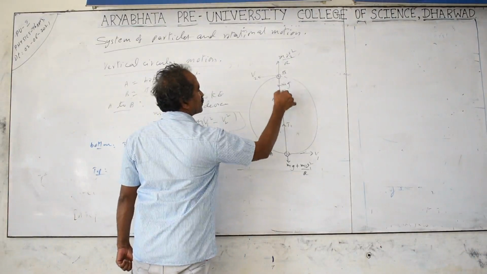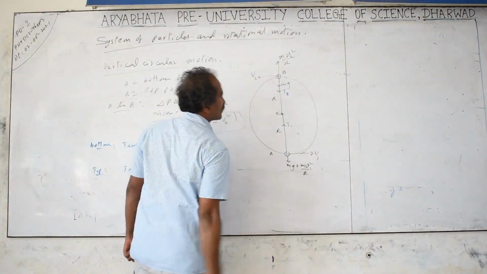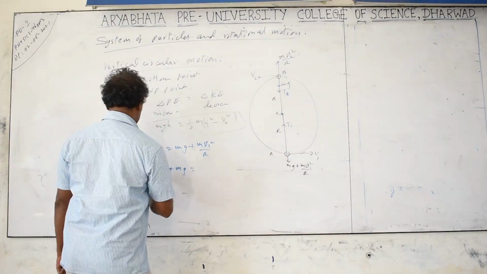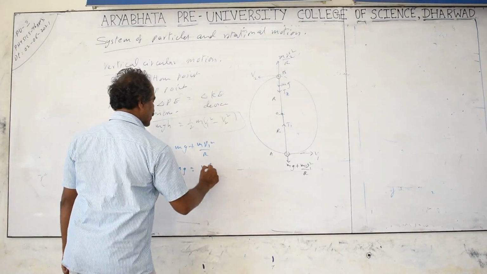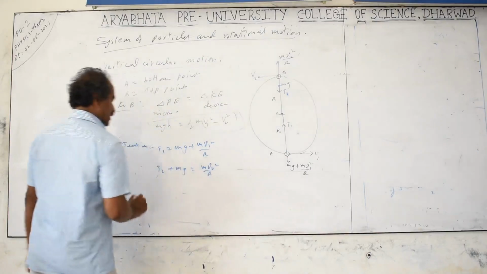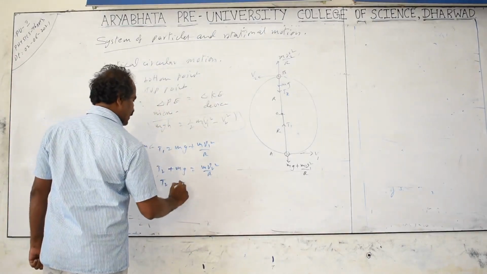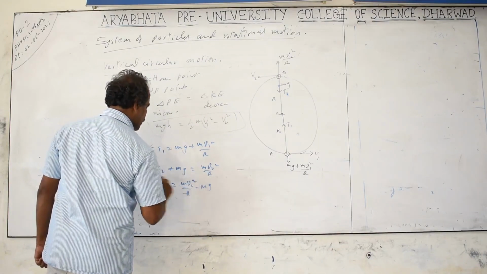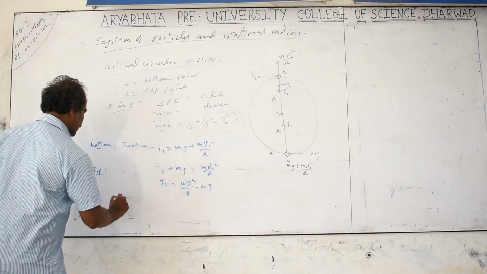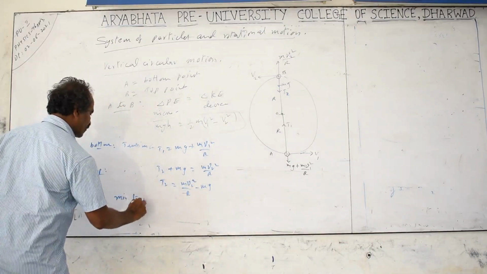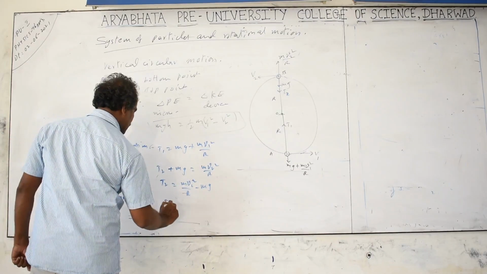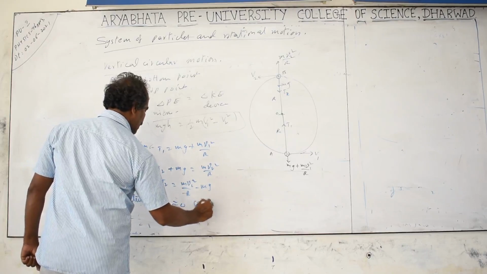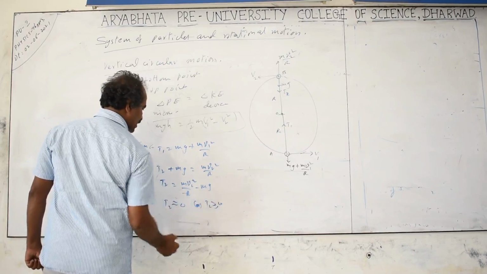T2 and the weight are both acting downwards. Tension is towards the center because that is the centripetal force. So T2 plus mg equals mv2 squared by r, or T2 equals mv2 squared by r minus mg, because mg is opposed to these directions. For minimum tension at the top, T2 is just equal to 0, or T2 is greater than 0. The minimum condition means T2 must not be less than 0.